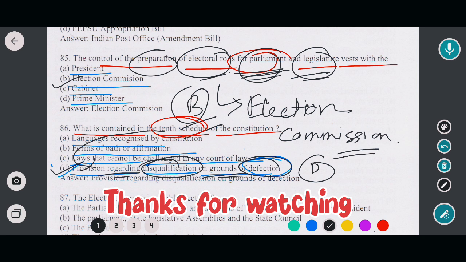Okay, and forms of oath and affirmation, which schedule is it given under? This is given under 3rd schedule. Okay, oath and affirmation is mentioned in the 3rd schedule. Okay.